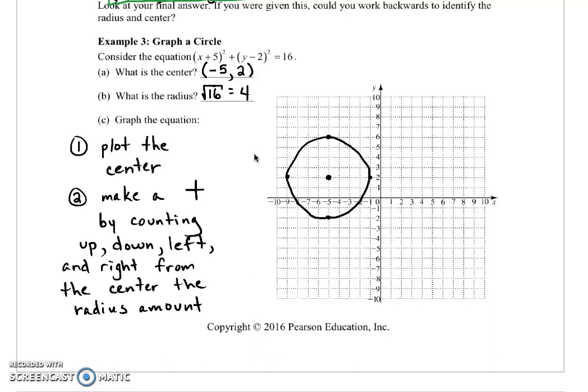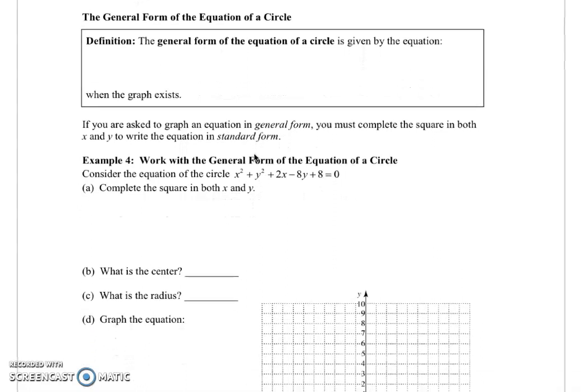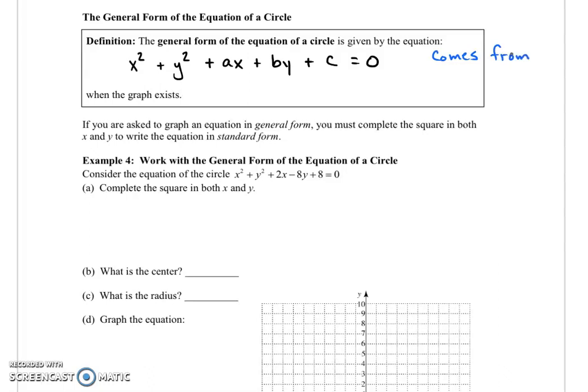So let's try one last problem. We've talked about the equation of a circle in standard form. But the circle can also be in general form, and that equation looks like this: x squared plus y squared plus ax plus by plus c equals 0. And we would get this by multiplying out standard form. So this equation comes from doing that.